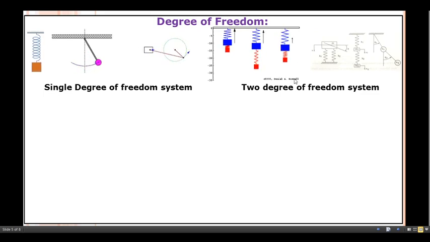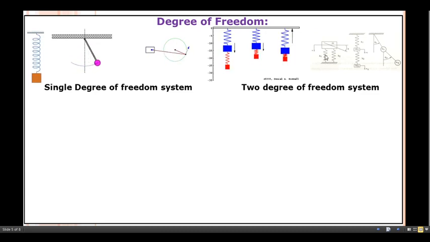So what about the next one, the 2 degree of freedom system? In a 2 degree of freedom system, you can say there are two springs supported by a single mass, or two springs supported by two separate masses. One mass is attached at the end of one spring, and on the other side of that mass one more spring-mass system is attached.